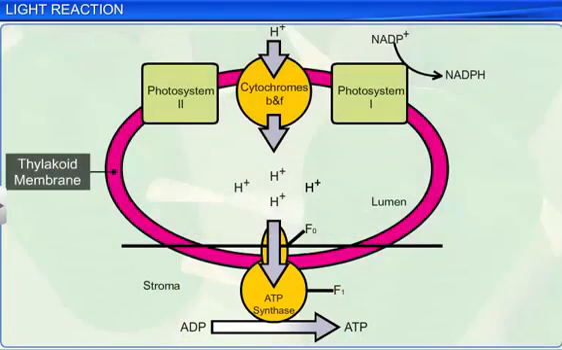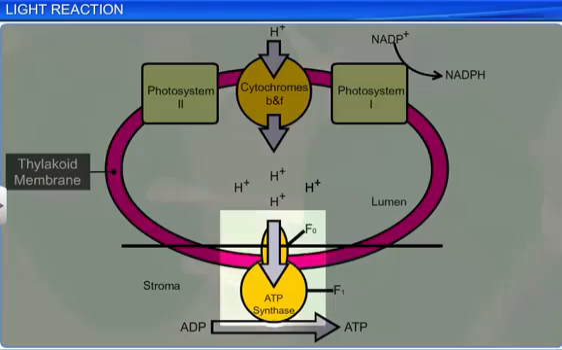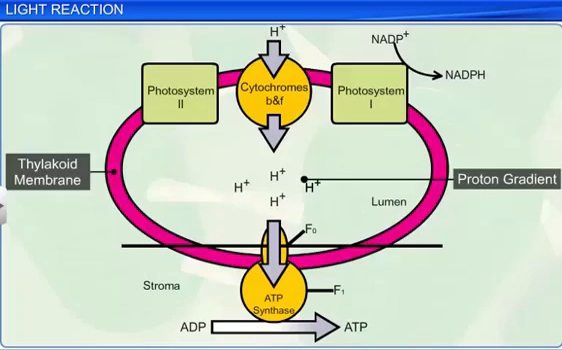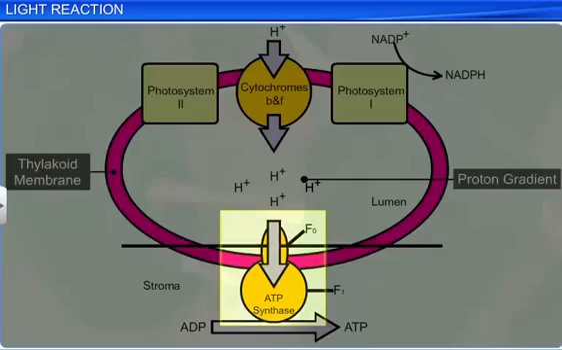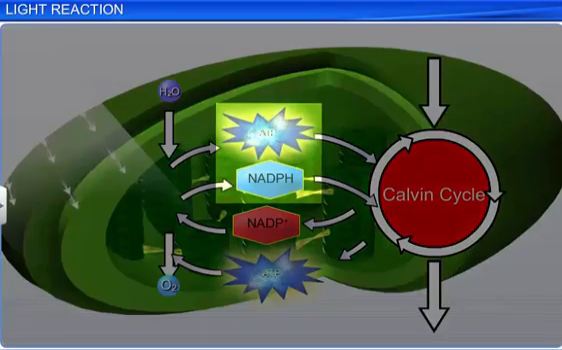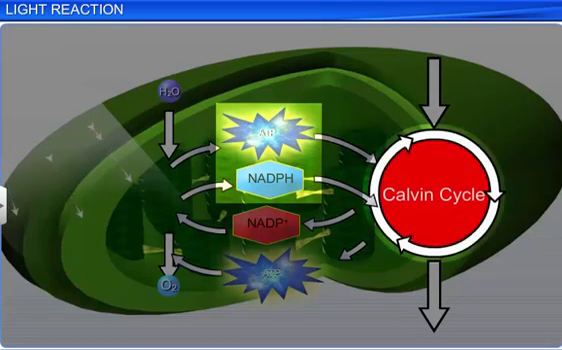The synthesis of ATP thus requires a membrane, a proton pump, a proton gradient, and the enzyme ATPase. Next, the NADPH and ATP produced by the movement of electrons are used in the Calvin cycle.